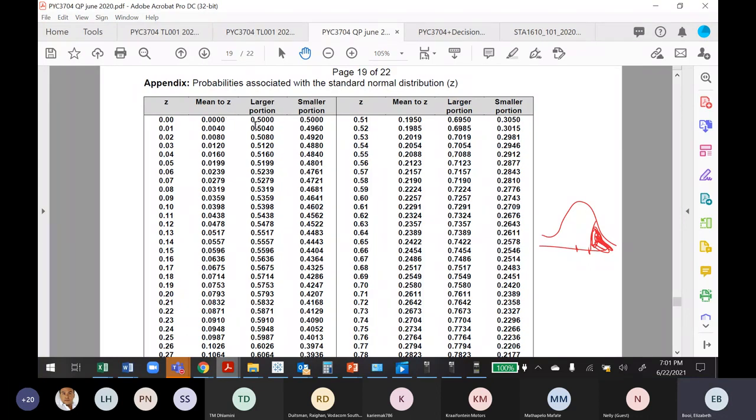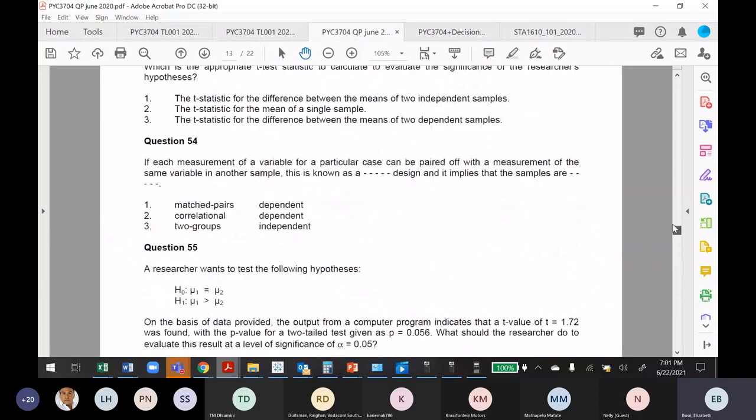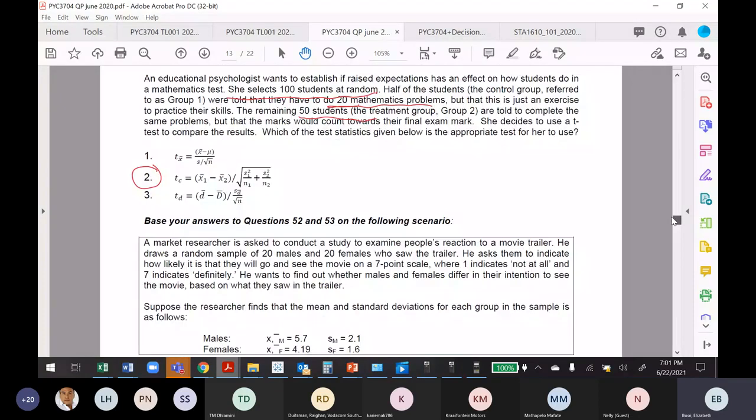Is it in the large portion of the graph? Is it the large portion when you draw? Is it this large portion or is this the smaller portion? You choose that. Okay. What else is there?